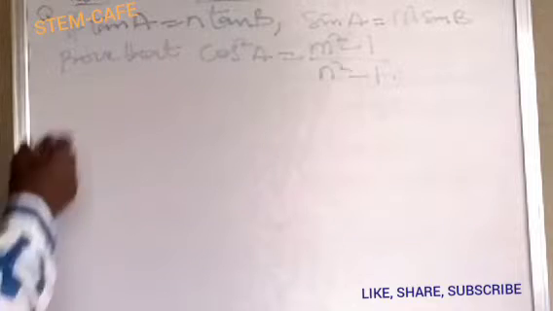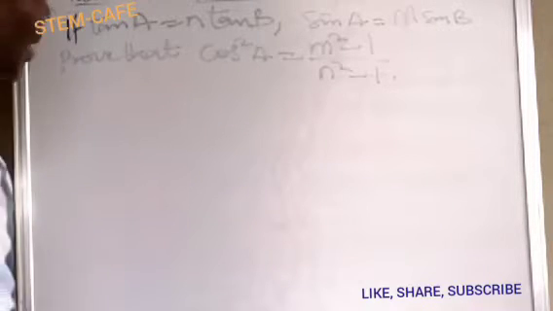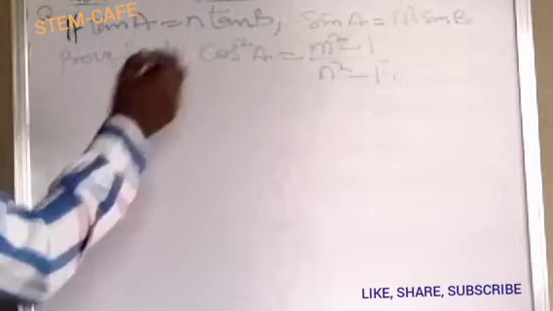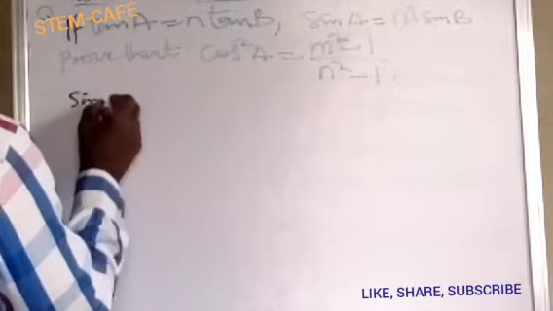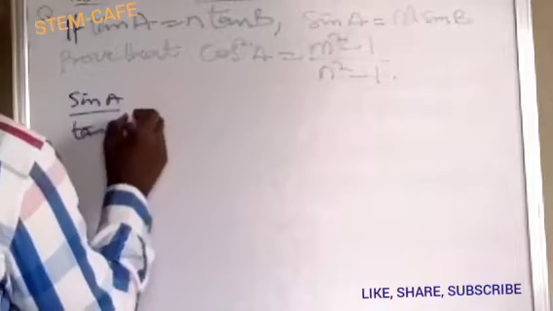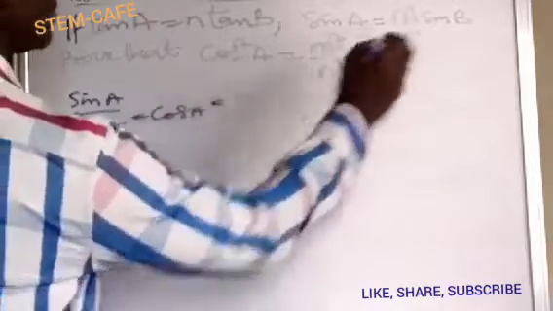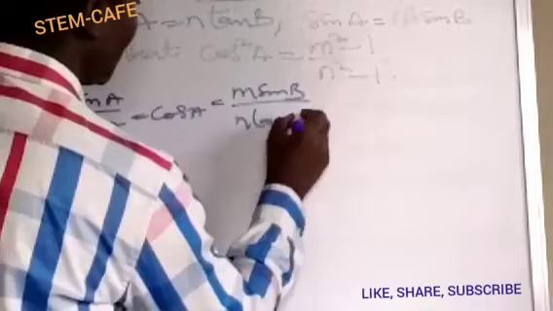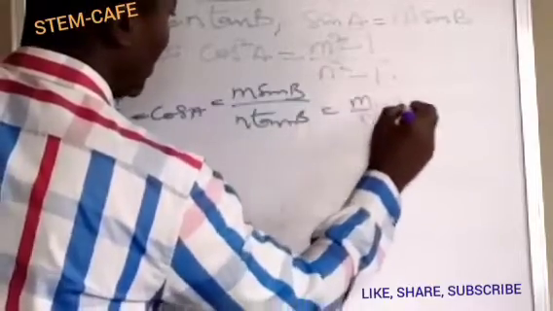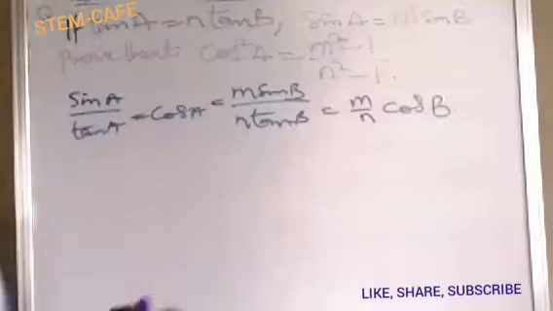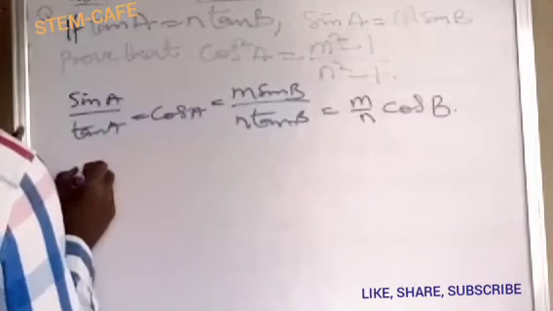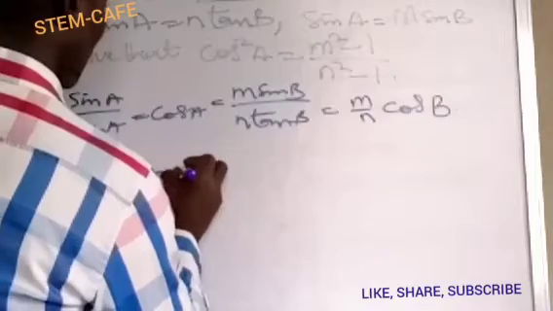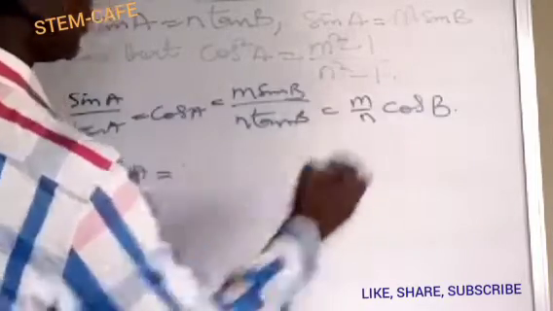If tan A equals n tan B, sin A equals m sin B, prove that cos square A equals m square minus 1 over n square minus 1. Now, we have it like this. Sin A over tan A equals cos A, which will be equal to m sin B over n tan B, which equals m over n cos B. Now, we have cos square A will be equal to m square over n square cos square B.